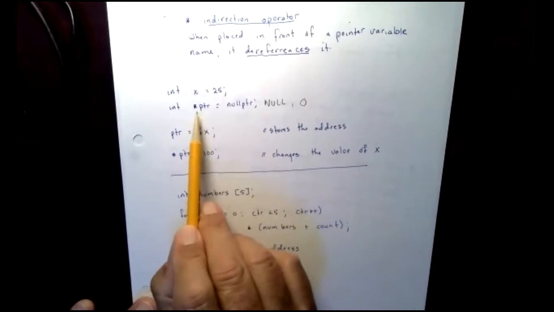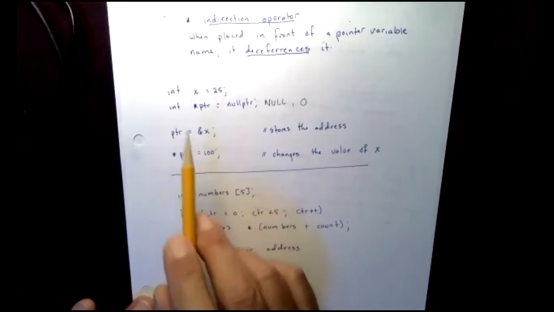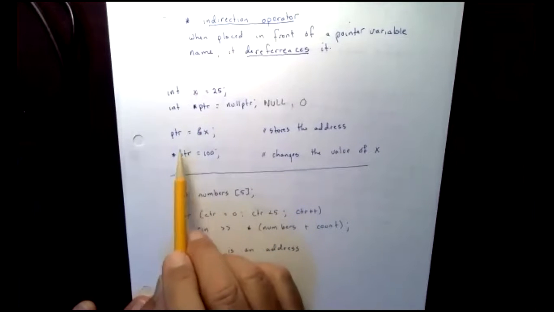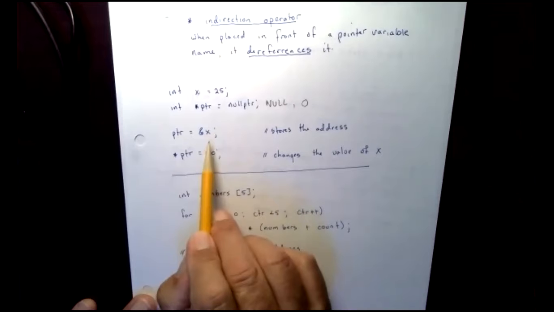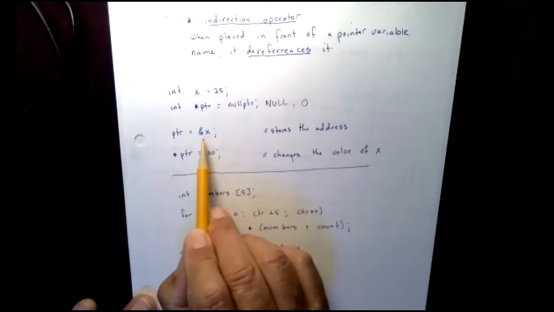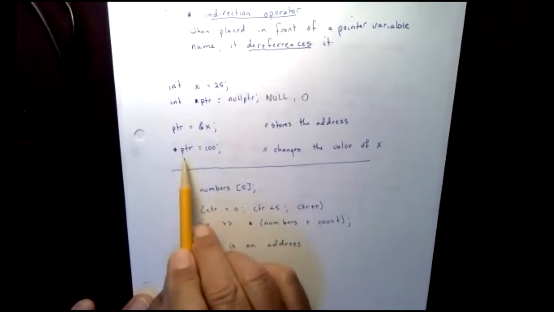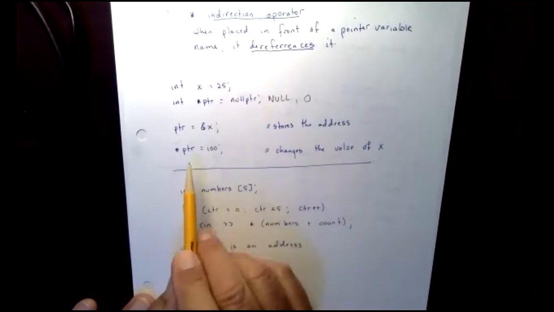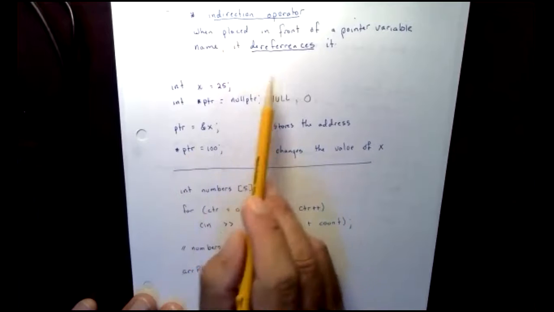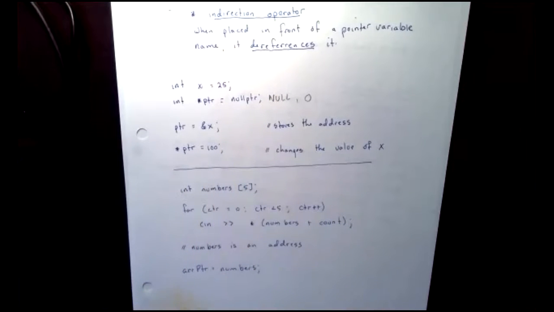Okay, so I declared a pointer to an integer. We're going to be declaring pointers to structs. Pointer equals &x says the pointer gets the address of x, and all it does is point to where x is. When I put the indirection operator in front of the pointer variable name, it dereferences it and lets me change the value. So that's a quick review of what was going on with pointers.